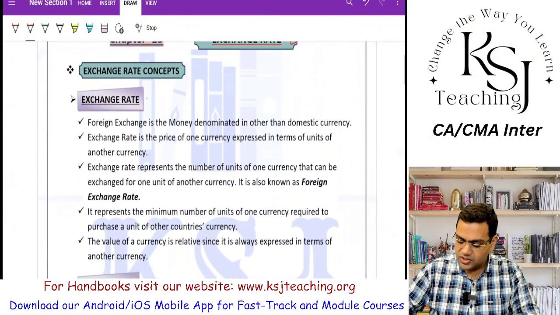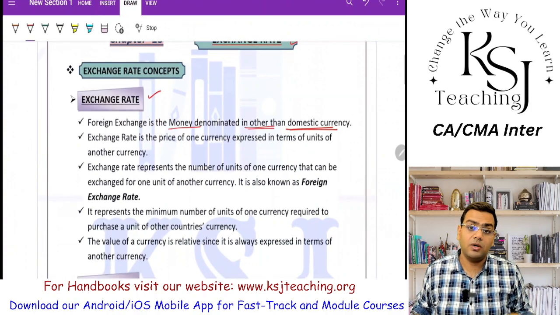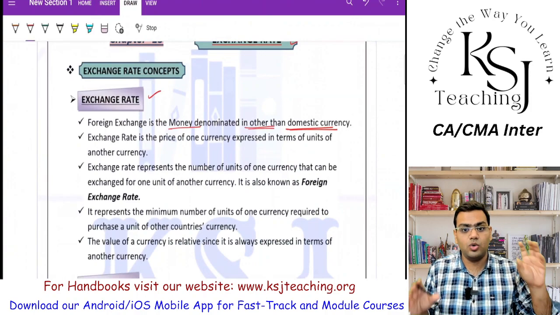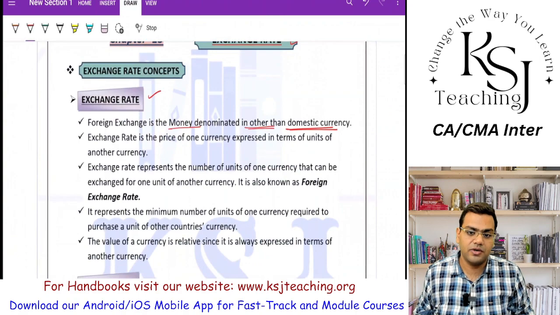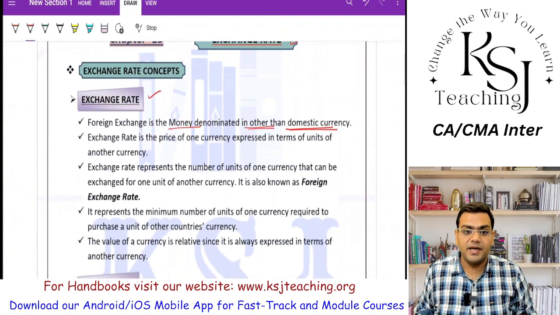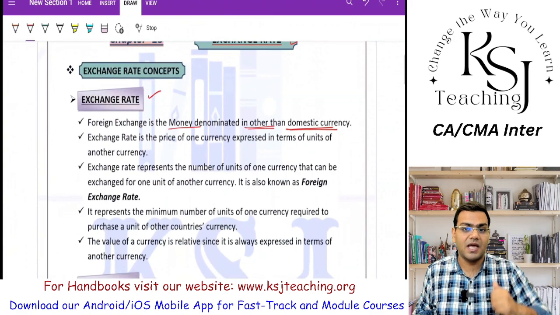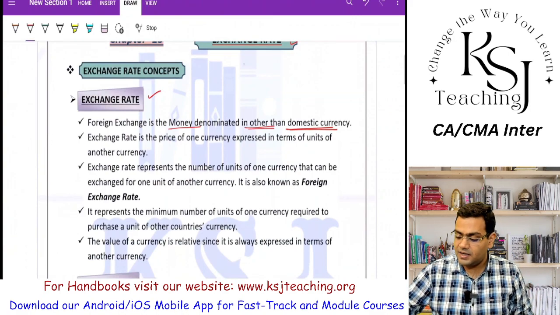What is an exchange rate? He says the foreign exchange is the money denominated in other than domestic currency. Now try to understand very simple things, sir. If we want to involve in international trade, there are two different countries who are involved. Now the two different countries will have two different currencies, right? How to convert one currency into another currency so that the payments can be made, so that the payments can be taken back.